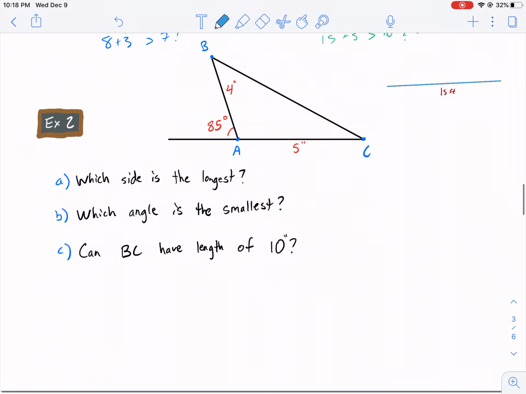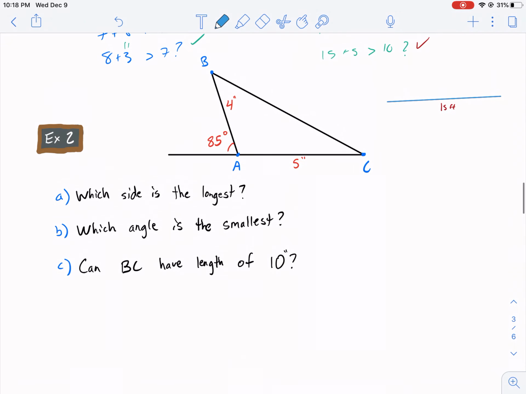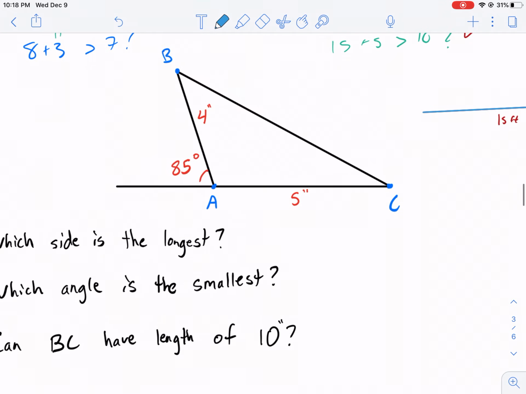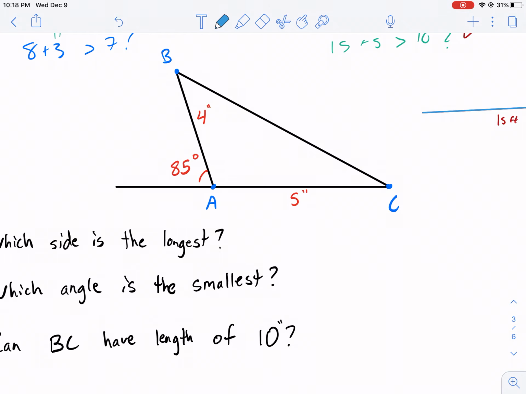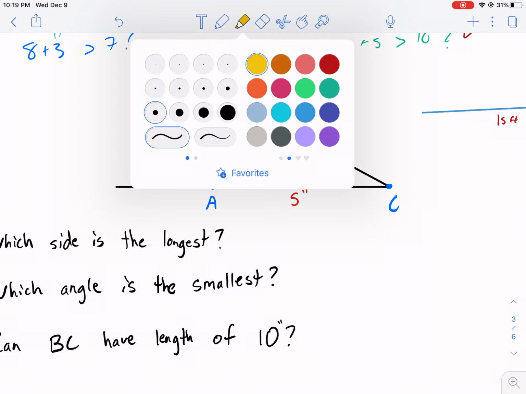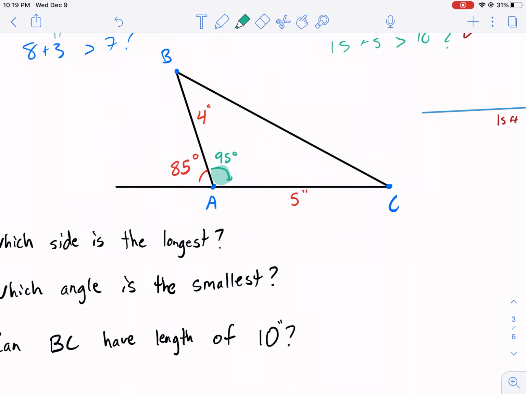Now, the second way we can apply these principles is example 2. We can look at a situation like this and identify which side is the longest, which angle is the smallest, etc. We can identify pieces of information even if we don't know it. So I'm looking at this and I say, which side is the longest? Well, first thing I know is I don't have any angles inside the triangle, so I should probably do a little bit of math. I know this is supplementary, so I know that needs to be added to something to give me 180, and that something is 95 degrees. Okay, so I have one angle inside the triangle, and it is 95 degrees.